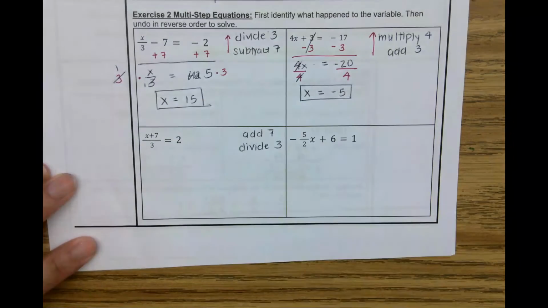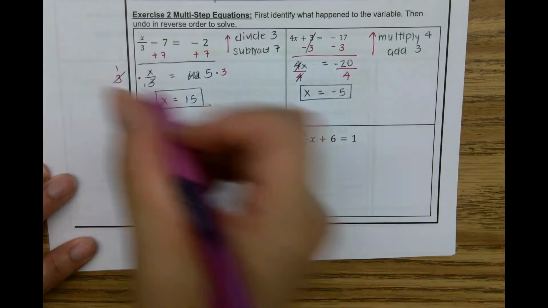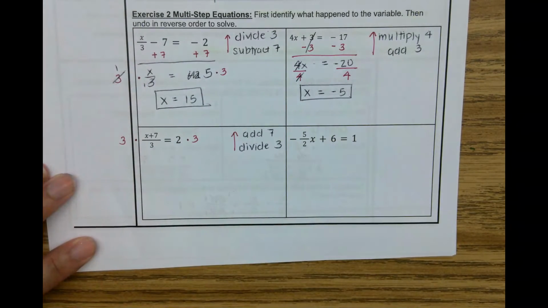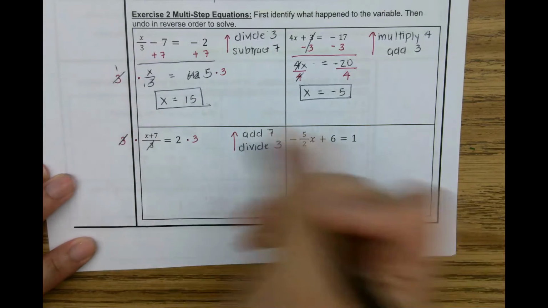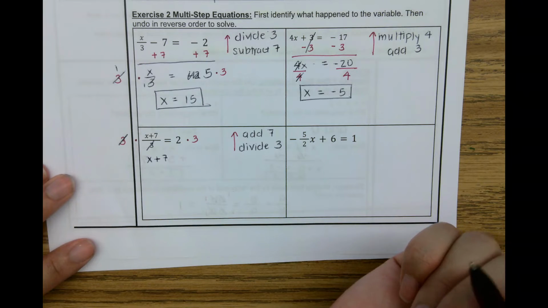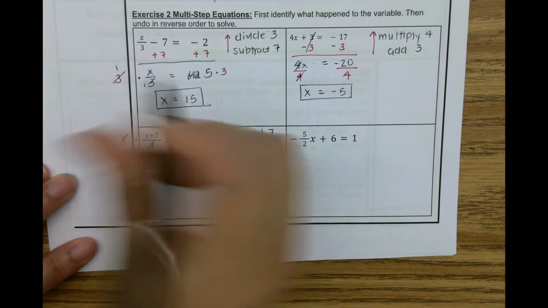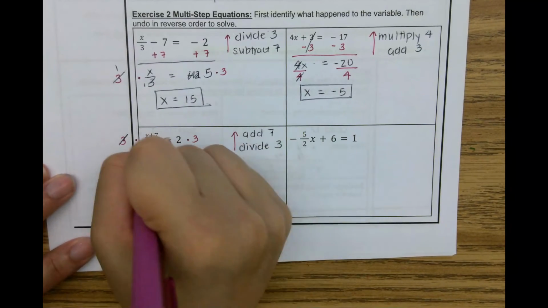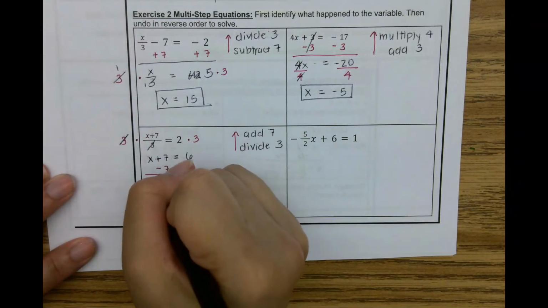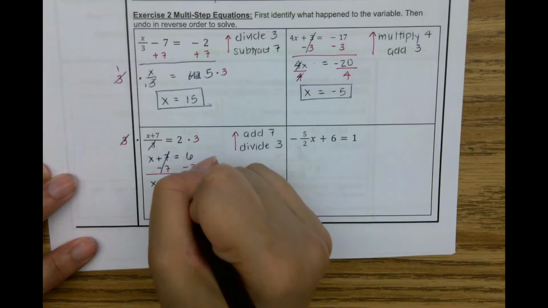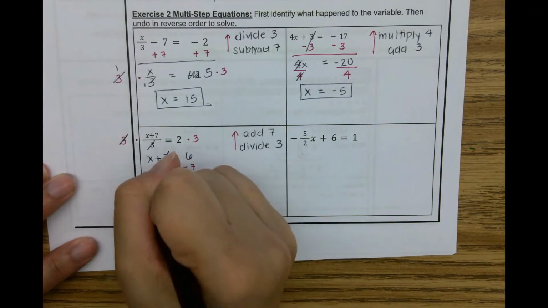Okay. So to solve, we're going to go backwards. So to get rid of the divide by 3, we will multiply by 3 first. 3 divided by 3 leaves us with 1. Okay, so 1 times x plus 7 is just x plus 7. 2 times 3 is 6. And then to get rid of the plus 7, we are going to subtract 7. Okay. Plus 7 minus 7 is 0, so x plus 0 is just x. 6 minus 7 is negative 1.